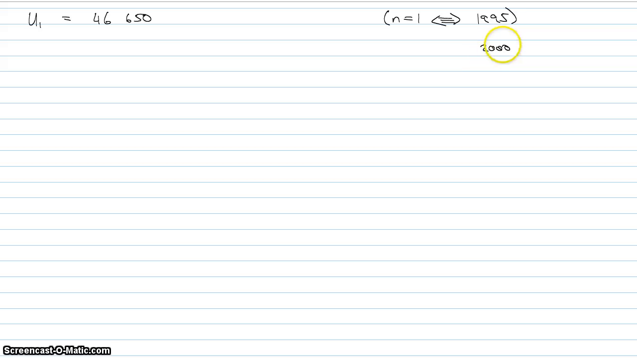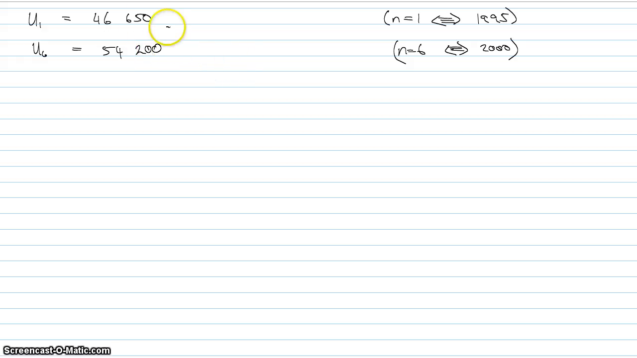Specifically, I want to find out now for 2000, what year is that going to be? Well, if n equals 1 is 95, n equals 2 is 96, n equals 3 is 97, n equals 4 is 98, n equals 5 is 99, n equals 6 is going to be the year 2000. So that means that U6 is going to be 54,200.